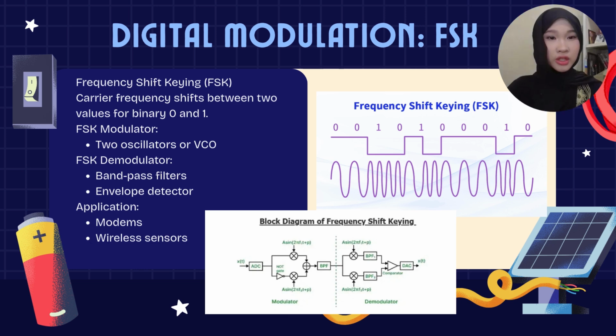This is frequency shift keying, or FSK. This uses different carrier frequencies to represent binary data. One frequency represents binary 1, and another frequency represents binary 0. The FSK modulator uses either multiple oscillators or a voltage controlled oscillator, VCO. At the receiver, bandpass filters and envelope detectors are used to identify the transmitted frequency. FSK is more reliable than ASK in noisy environments.